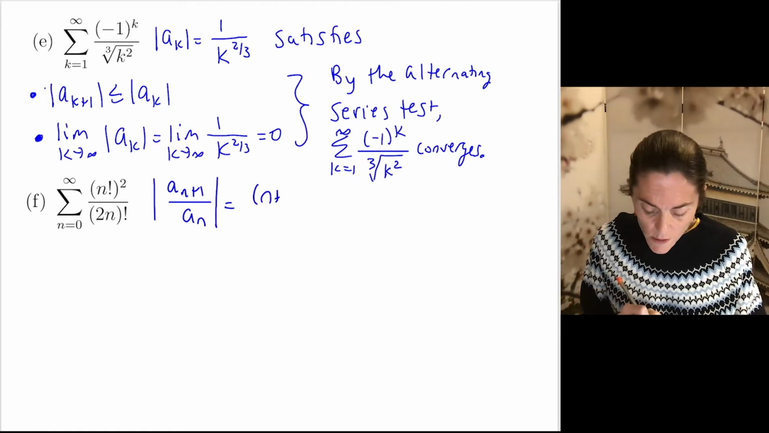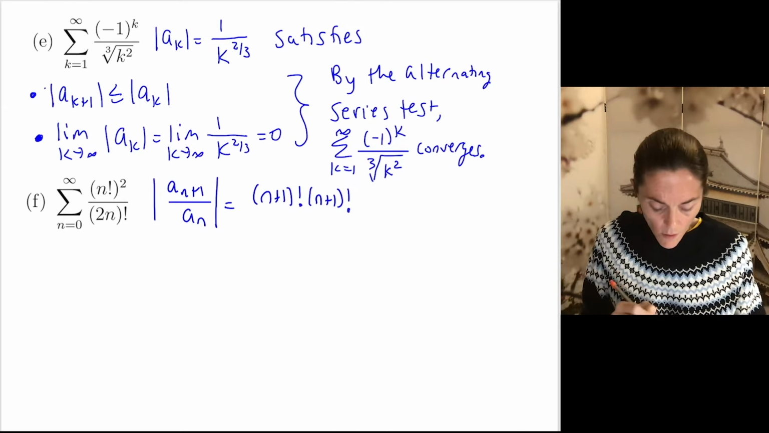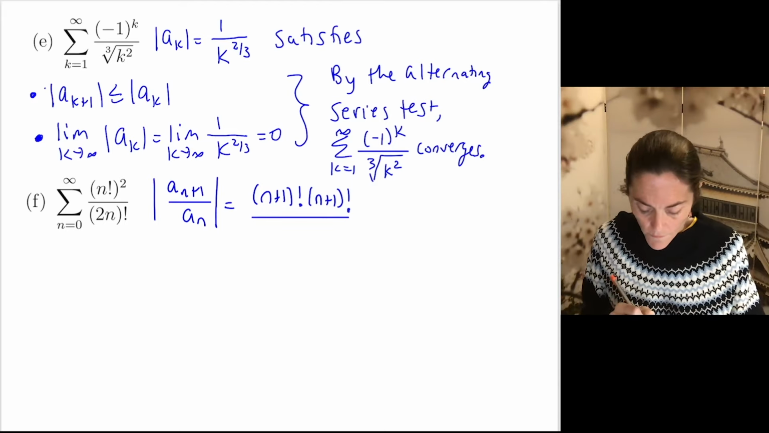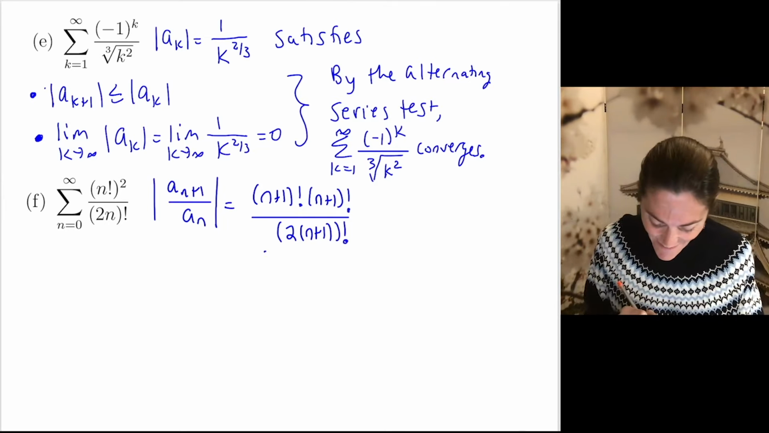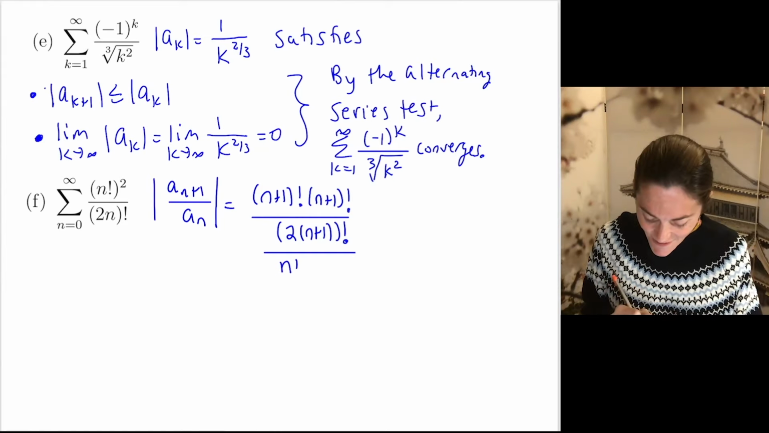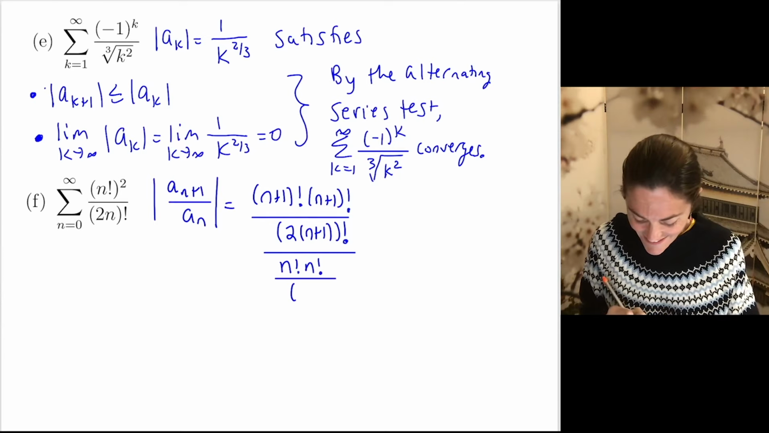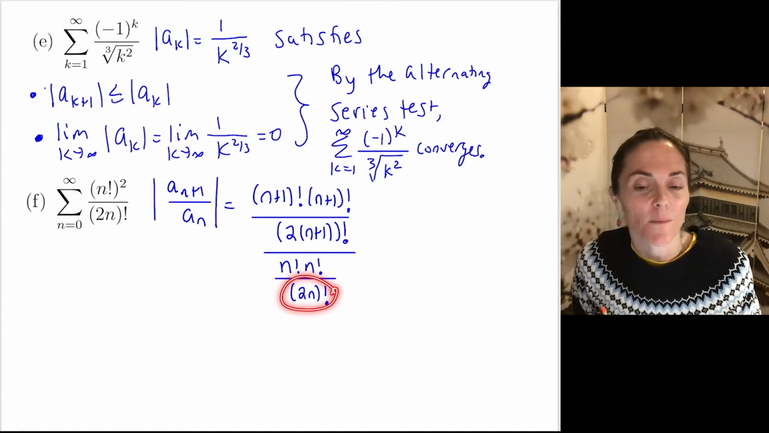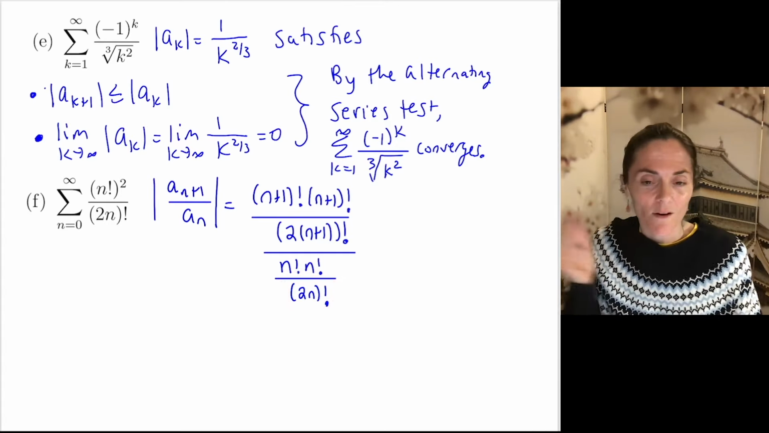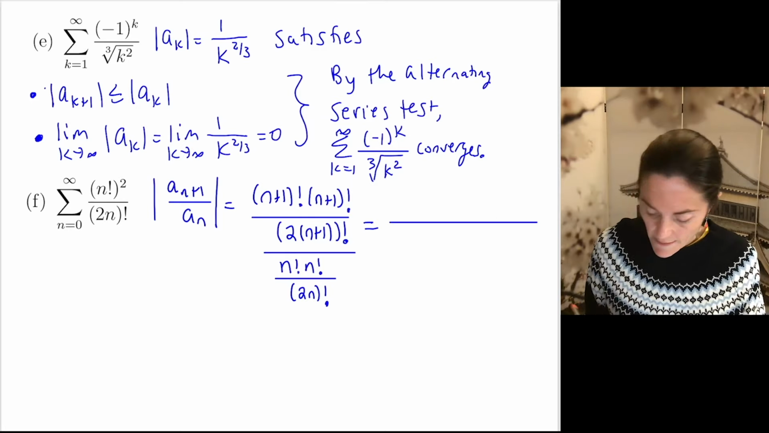I'm probably going to do it this way, (n+1) factorial times (n+1) factorial over (2(n+1)) factorial, that's a_(n+1), and then divided by n factorial times n factorial over (2n) factorial. We did one in class that had a 2n factorial in it, and we just have to be a little bit careful when we go to cancel some things off. But before I do all of that, let us line things up.